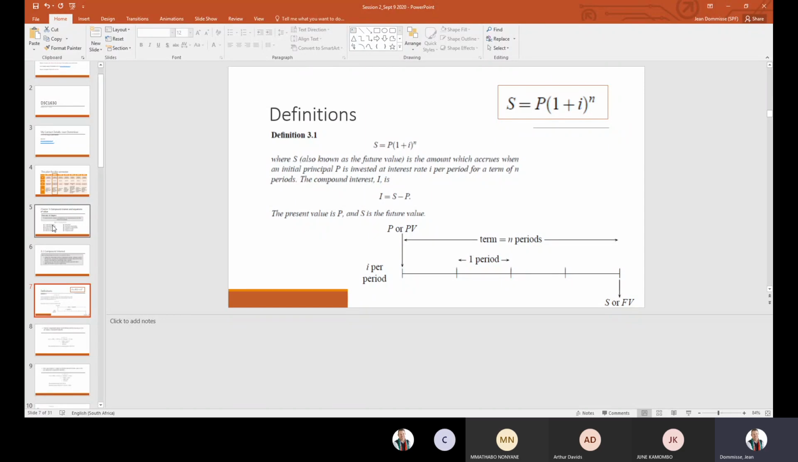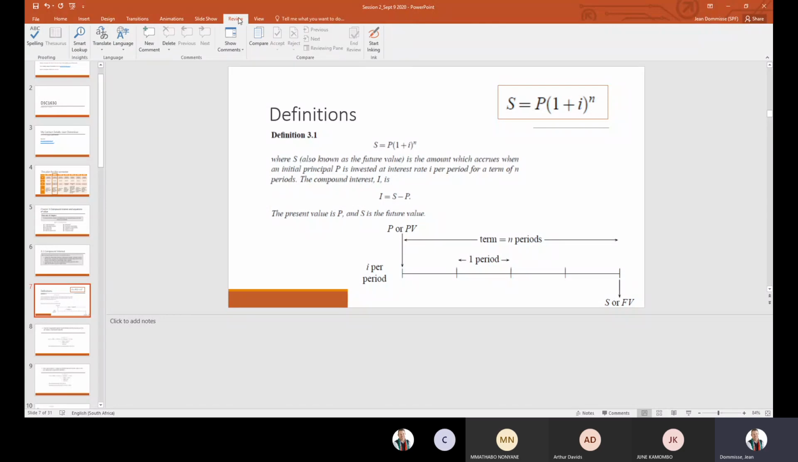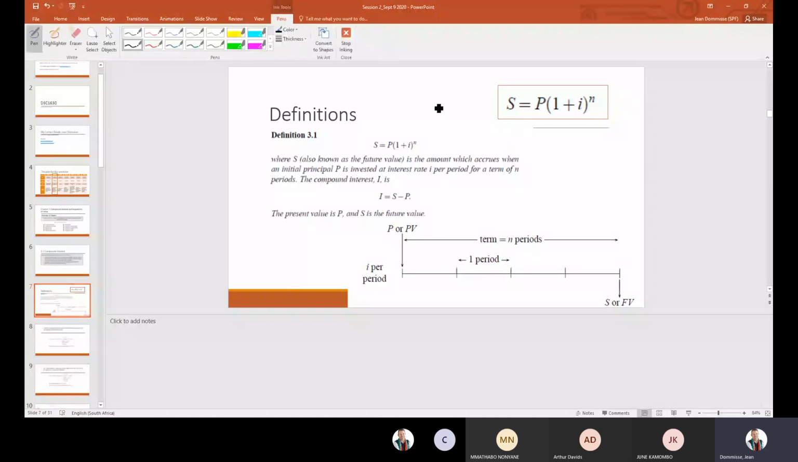Okay, so that's basically the reasoning behind compound interest. So when we start looking at the formulas, and let me just start working again. Basically in the formulas, as we had with simple interest, your future value will be your present value times your interest. And you will now see it's very much the same principle.